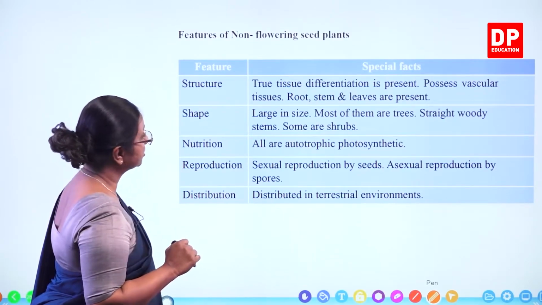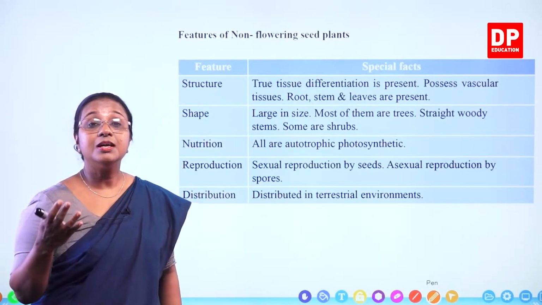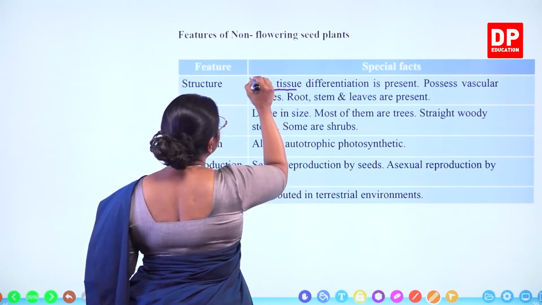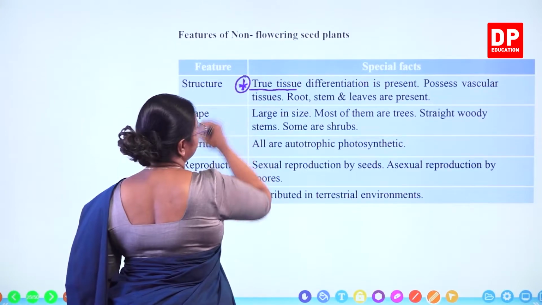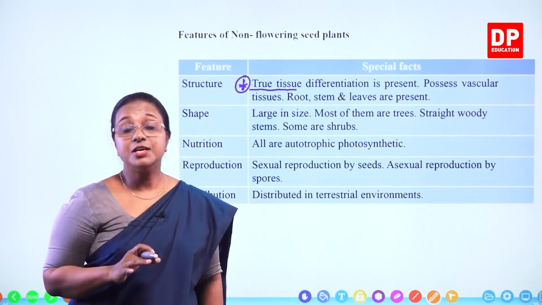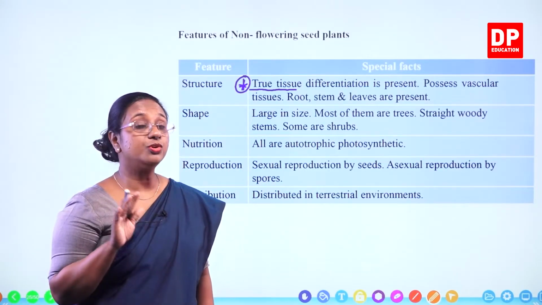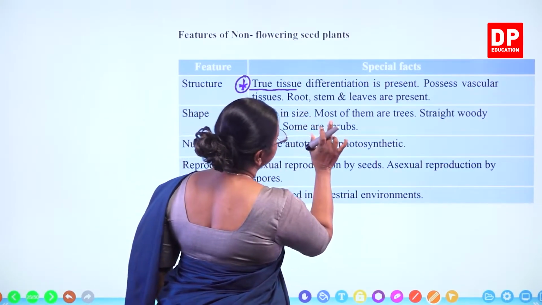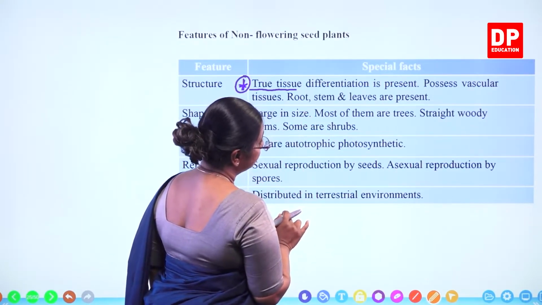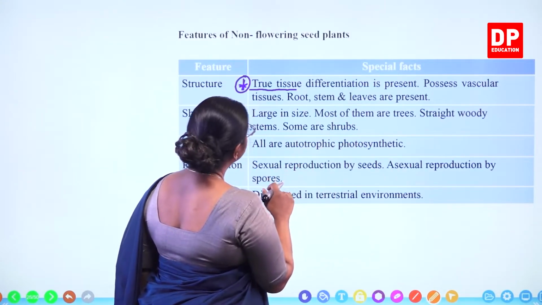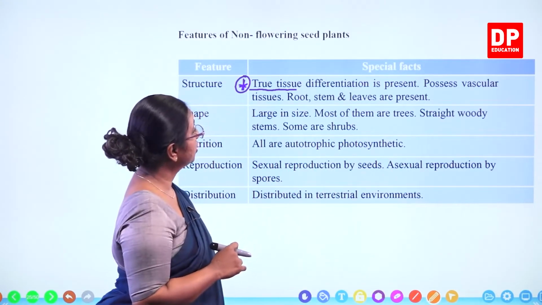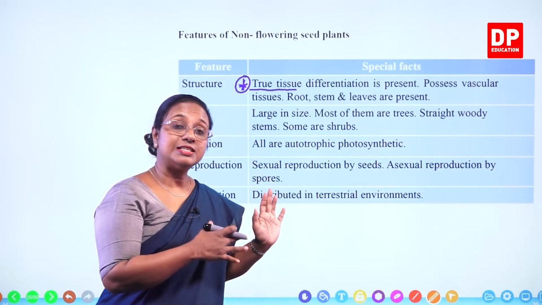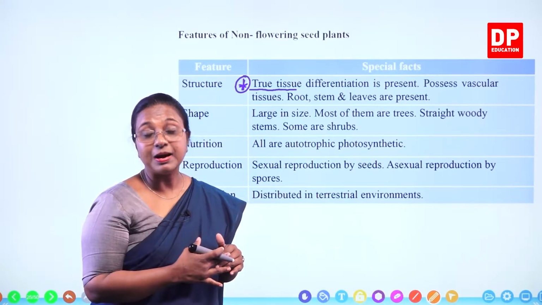So under structure, again we discuss the tissue differentiation. So here, of course, there is true tissue differentiation. Unlike the previous group, there was no true tissue differentiation, but here there is. So true tissue differentiation is present. Therefore, they possess vascular tissues. Root, stem and leaves are present. So even in the cycas plant and the pinus plant.